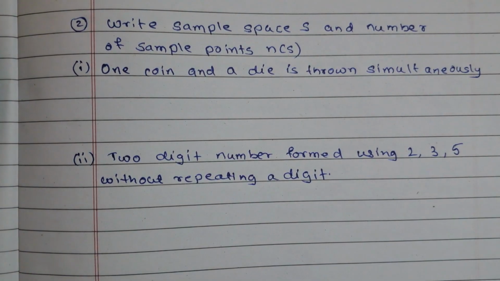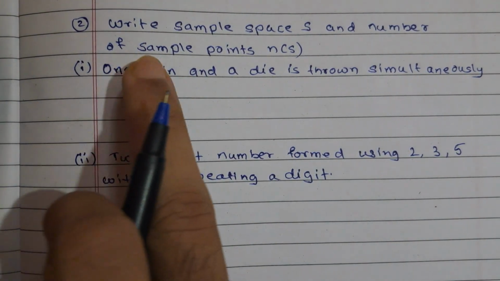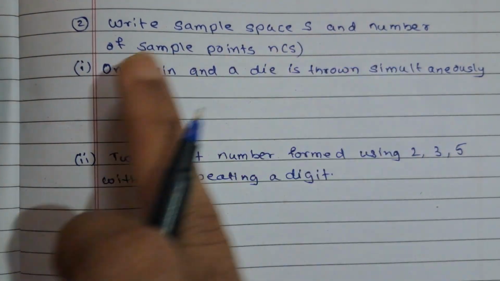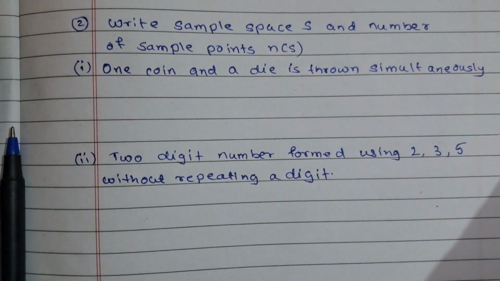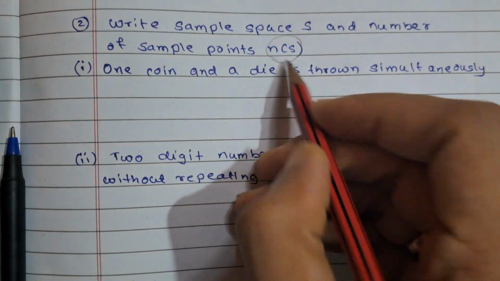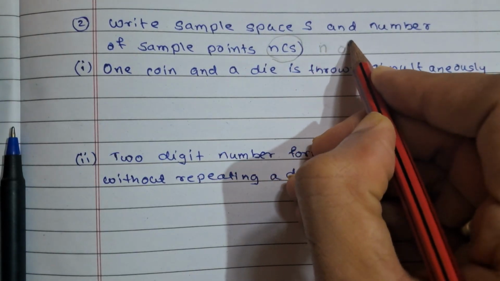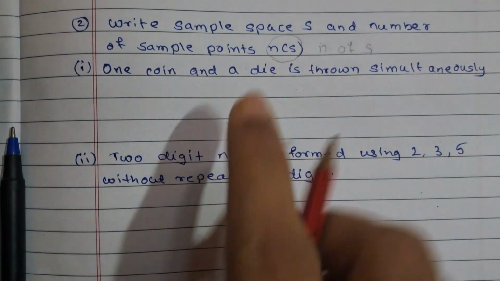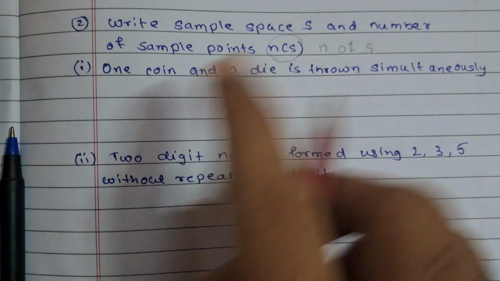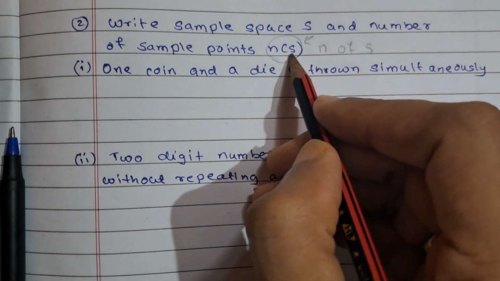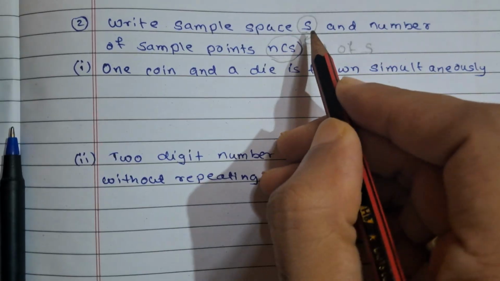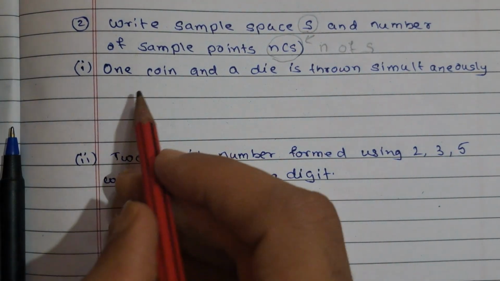Now let's see another variety of sum which says write sample space S and number of sample points n of S. So first of all, how to read this? This is supposed to be read as n of S. We'll try to understand what this n of S is in the first place, and before understanding that we should understand what S is, that is sample space. So let's see an example over here.